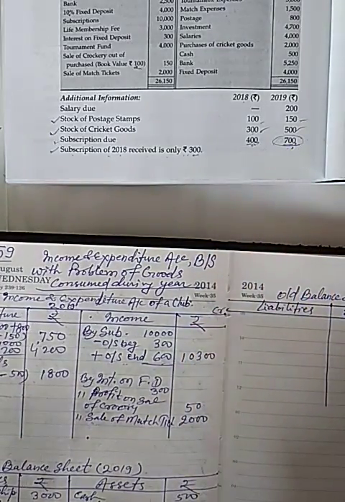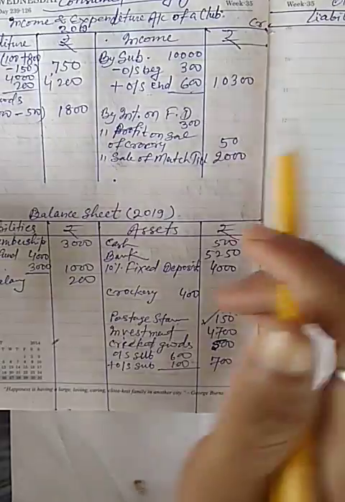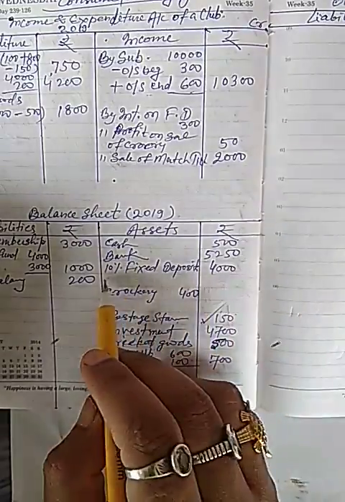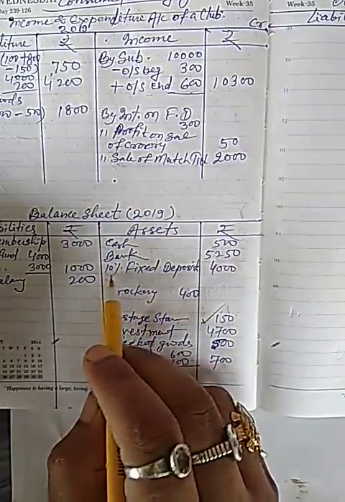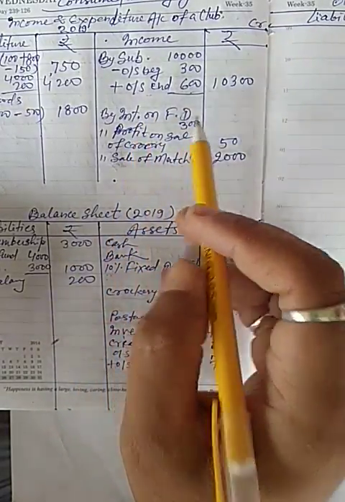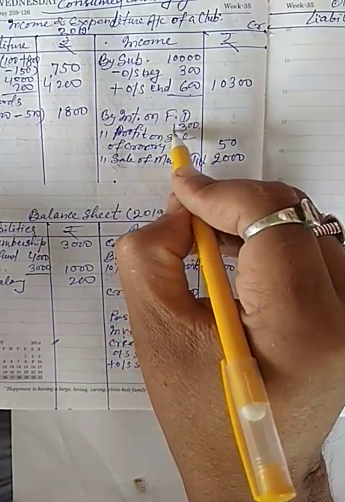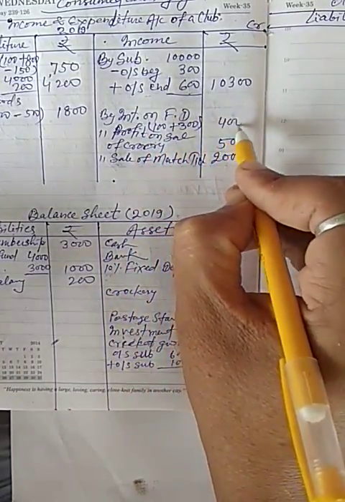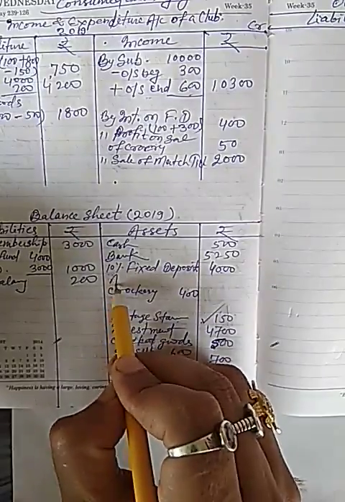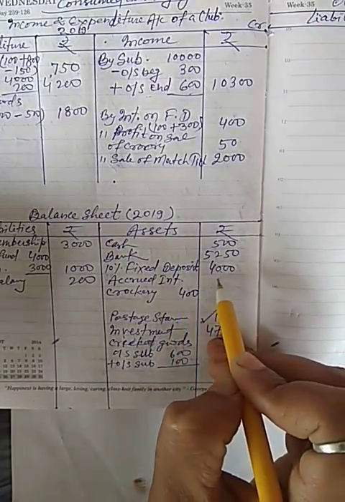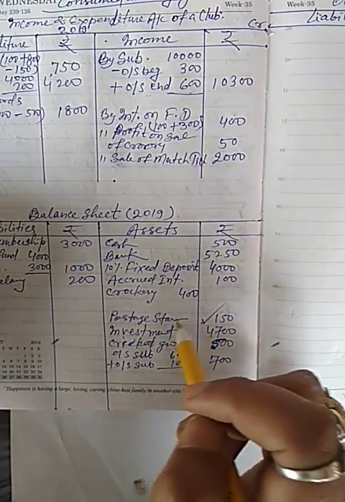Now one more point, 10% investment fixed deposit is given, so interest on fixed deposit will be 400, but I have already received 300, so I will also add 100 as accrued interest, and total will be 400, and I will write accrued interest on FD 100.